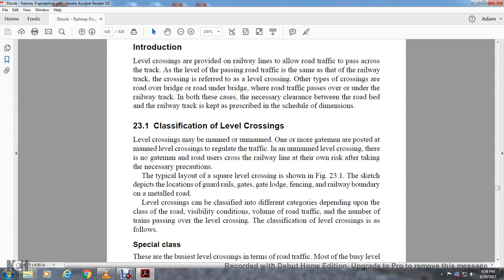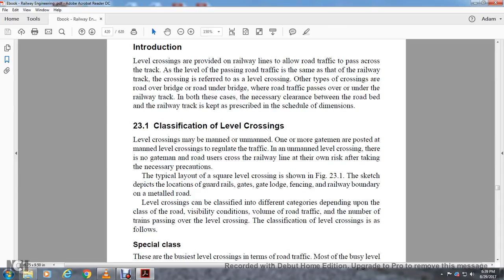23.1 Classification of level crossings. Level crossings may be manned or unmanned, with one or more gatemen posted at a manned level crossing to regulate the traffic. At an unmanned level crossing, there is no gate, and road users cross the railway line at their own risk, taking the necessary precautions. A typical layout of a level crossing is shown in Figure 23.1.